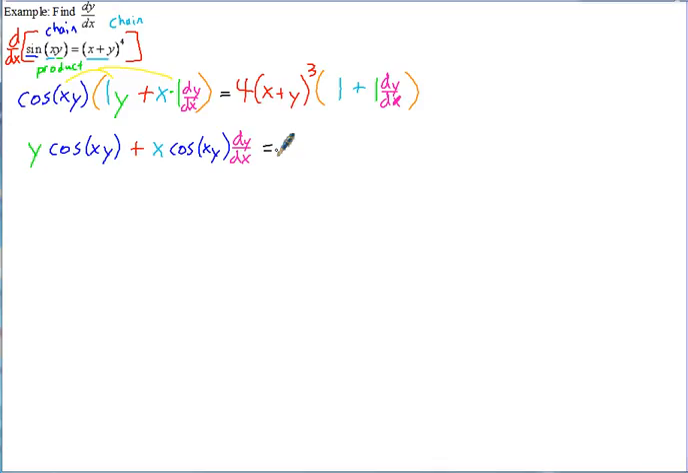equals, then we can do a similar thing on the other side, distribute out this 4(x plus y) cubed times the 1 is just 4(x plus y) cubed, and then 4(x plus y) cubed times dy/dx, so we have plus 4(x plus y) cubed times dy/dx.